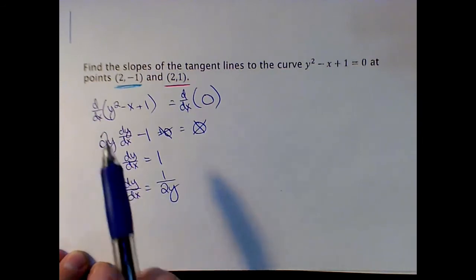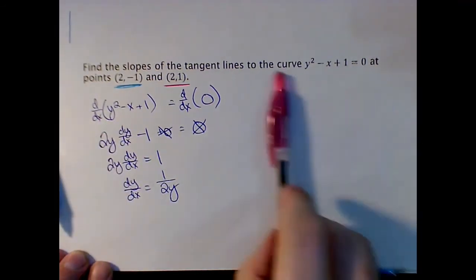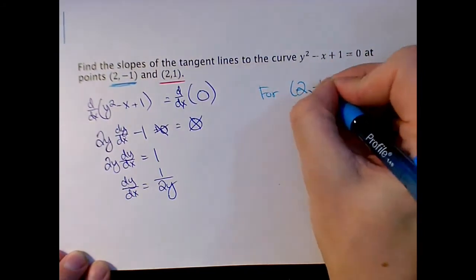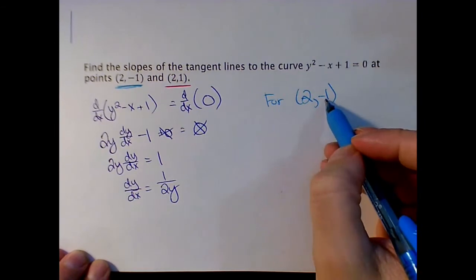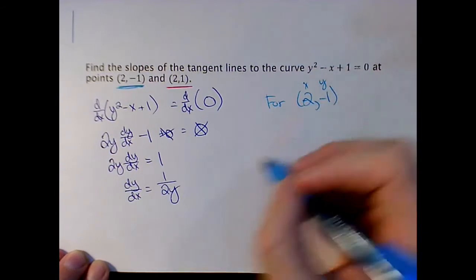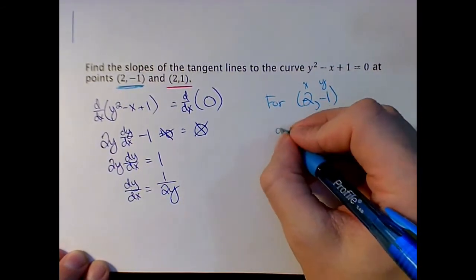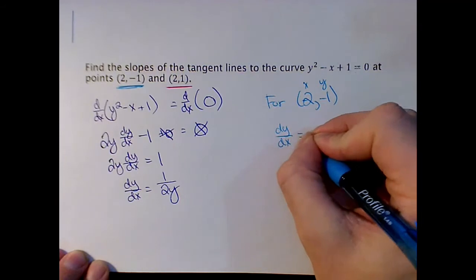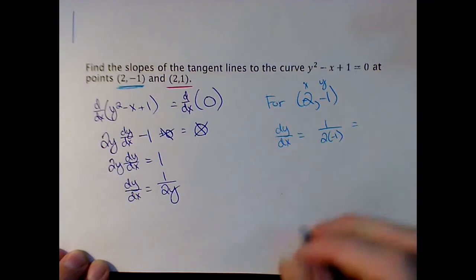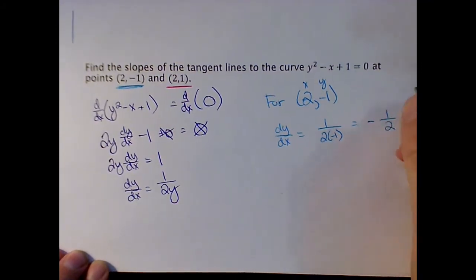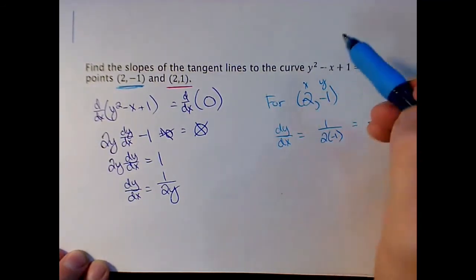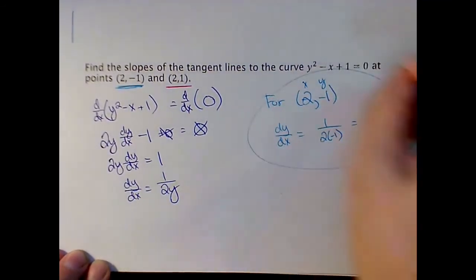So for the point (2, negative 1), I'm going to plug (2, negative 1) into that equation right there. Well, that's my x and that's my y. I'm not going to plug in any x because I don't have an x there. So dy/dx equals 1 over 2 times y, which is negative 1. So I get 1 over negative 2, or negative a half. So the slope of the tangent line at (2, negative 1) of that equation is going to be that guy.